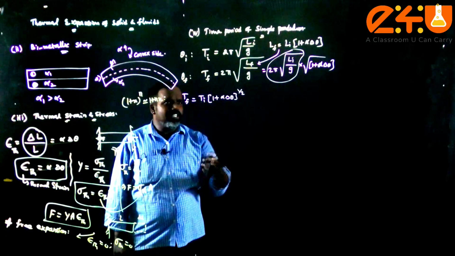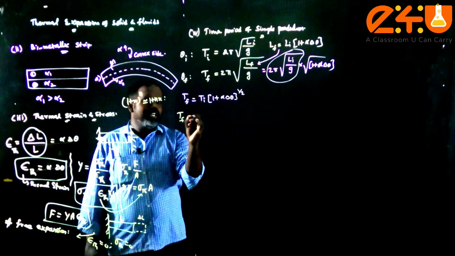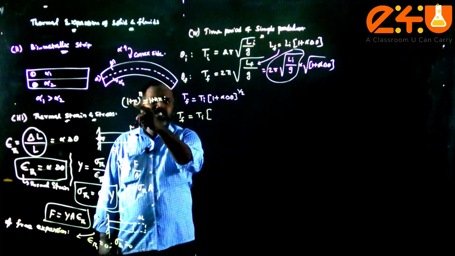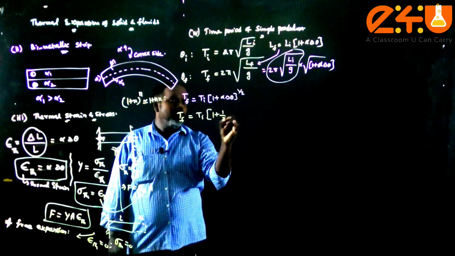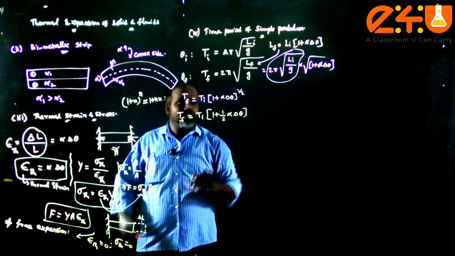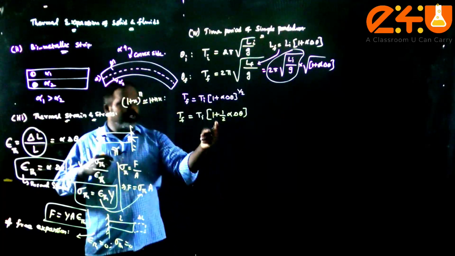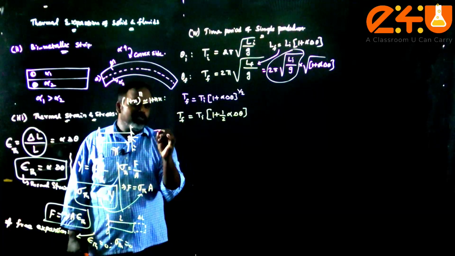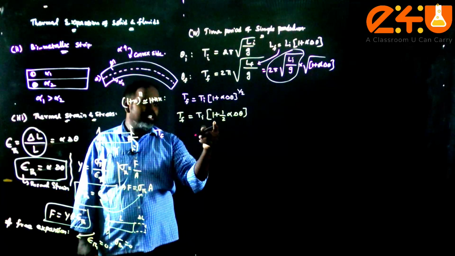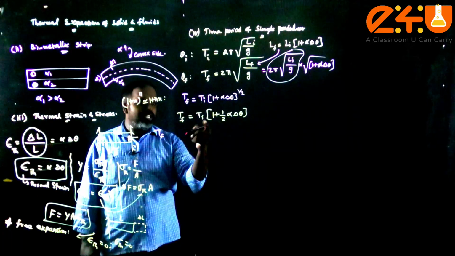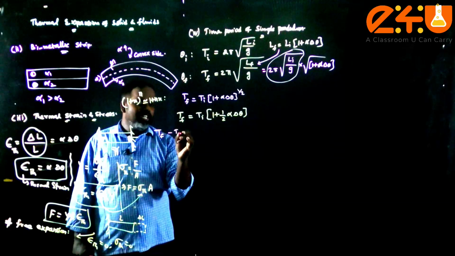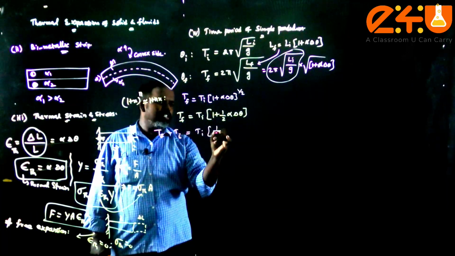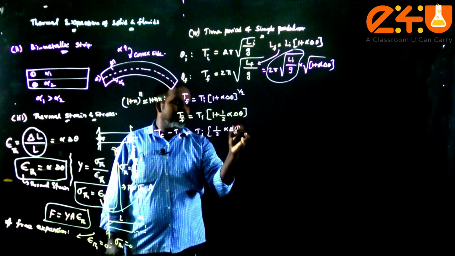By using that idea we get T final is equal to T initial into 1 plus 1 by 2 into alpha into delta theta, where this is like your x term. So just multiplying and taking T initial to this side, we can say that T final minus T initial is equal to T initial into 1 by 2 alpha into delta theta.